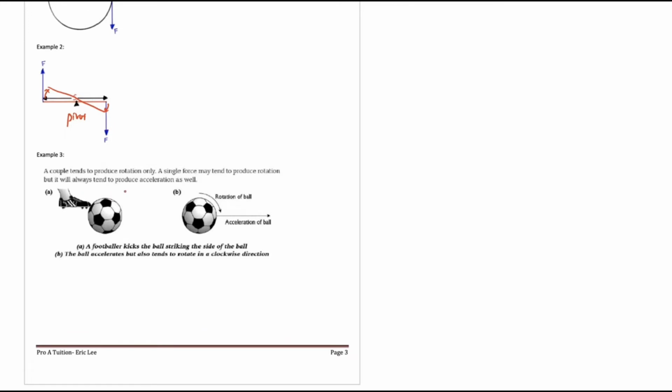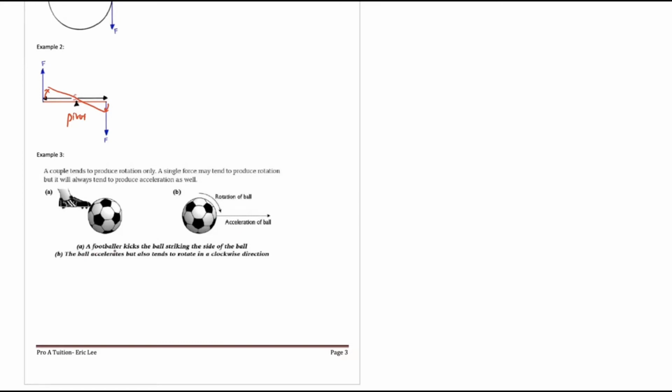So a single force causes rotation because you kick up here, so the ball spins. But it causes acceleration also. The ball moves forward faster and faster. So it spins and moves forward. That is the difference between a couple and a single force. A couple gives rotation only, no acceleration. But a single force gives rotation plus acceleration.